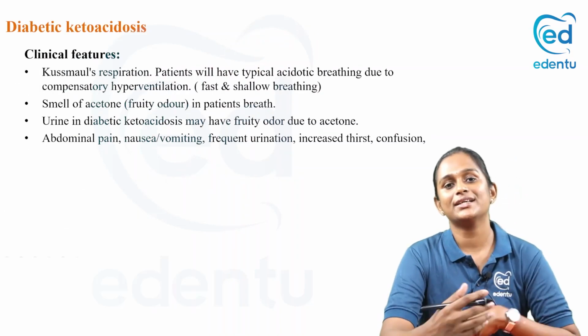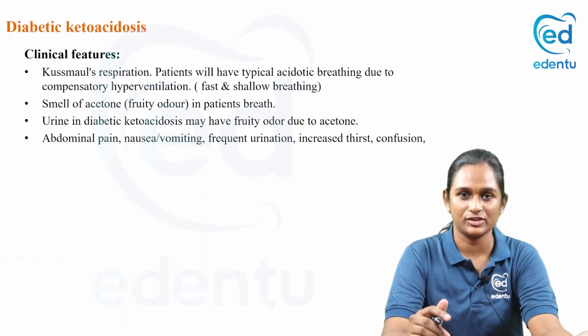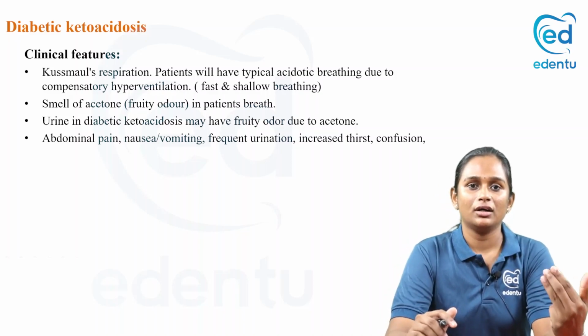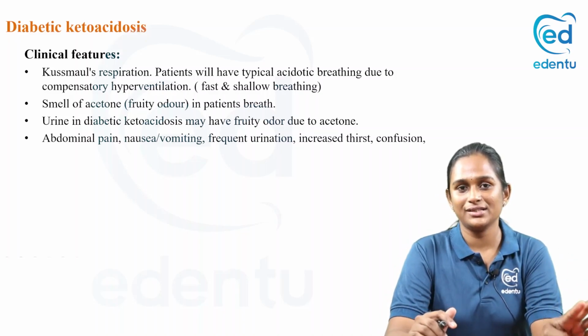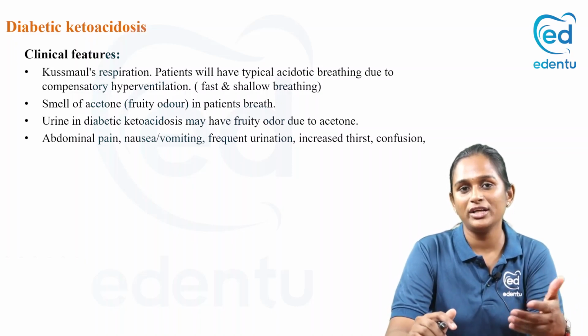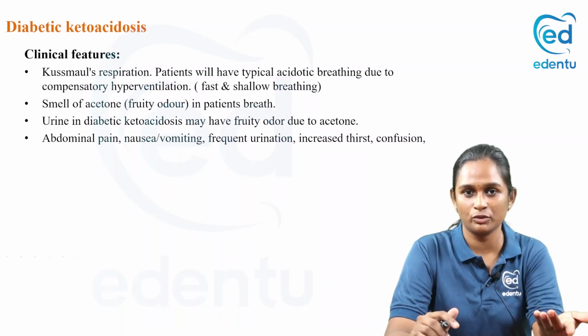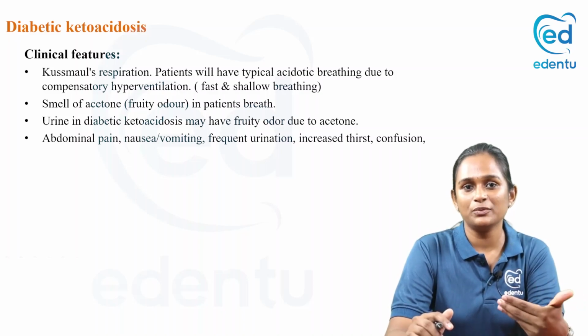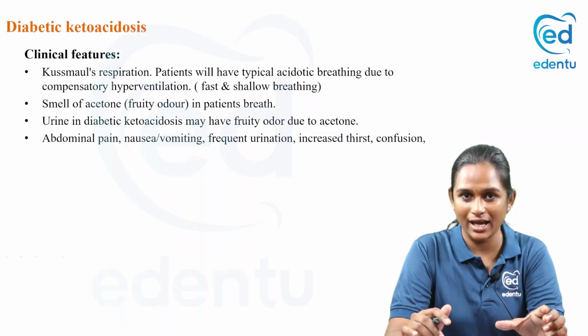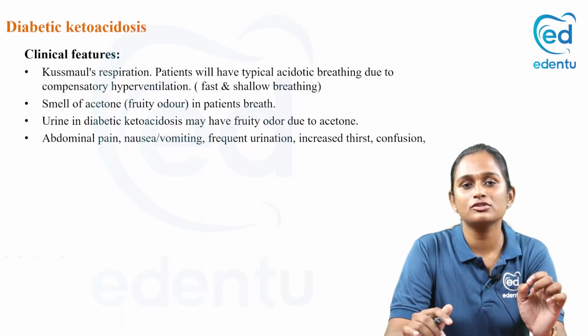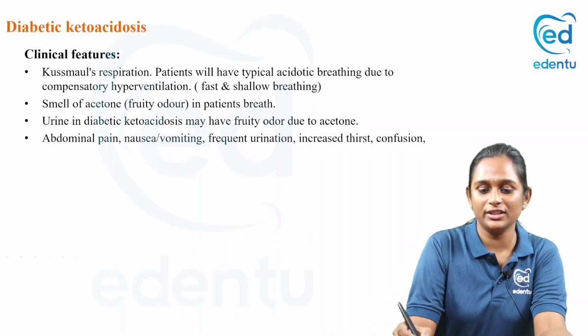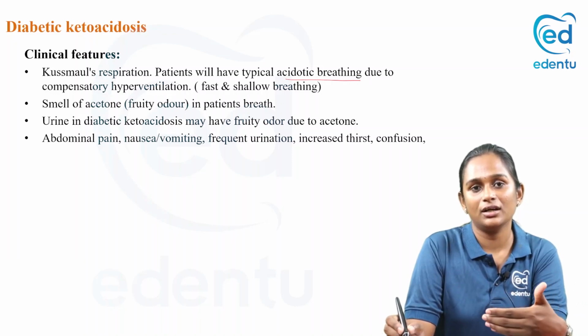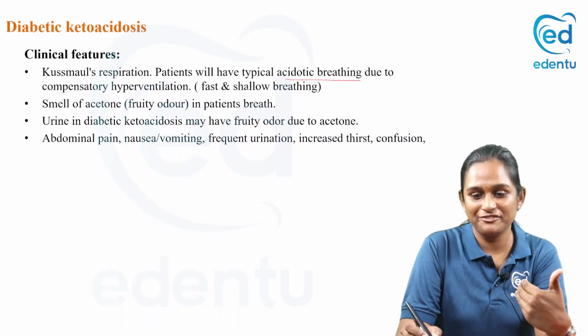So, what are the clinical features of ketoacidosis? Among the ketone bodies, acetone is highly volatile, so the body tries to wash out all the acetone which is formed. The breathing will be very rapid and very shallow, and this type of breathing is called Kussmaul breathing. That is a typical acidotic breathing where the person breathes very fast and shallow.